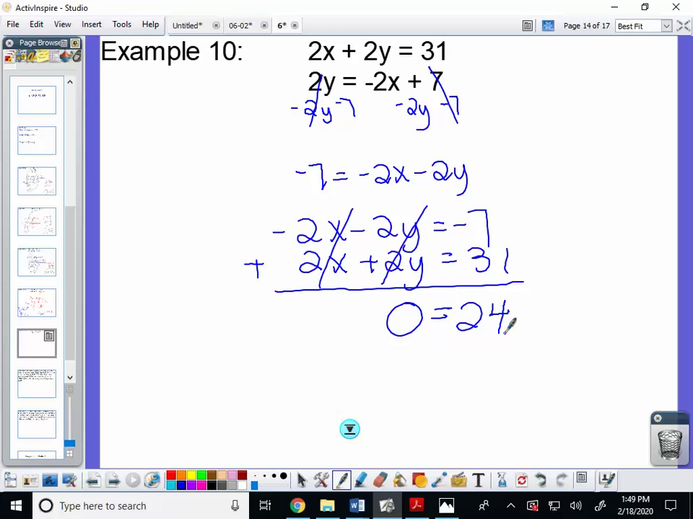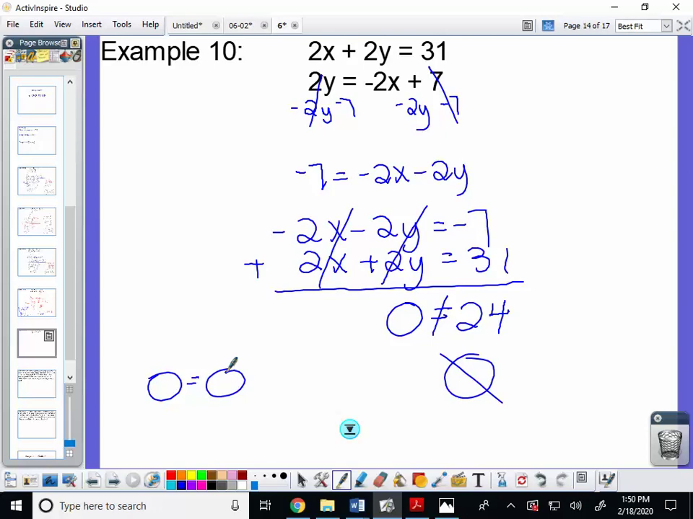Is 0 equal to 24? No. So then what do we say? No solution. From a graphing standpoint, what would this graph look like? They would be parallel. Our solutions are where the lines intersect, and if they never intersect, they have to be parallel. What if it had been 0 equals 0? Do you remember what we said in a situation like that? We would say infinite solutions. And not all the numbers, but infinite solutions.